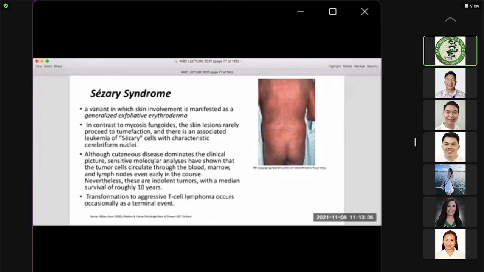So although cutaneous disease dominates the clinical picture, sensitive molecular analysis have shown that tumor cells circulate through the blood, the bone marrow, and the lymph nodes, even in the early course. No? So median survival is roughly 10 years. Pwede siyang mag-transform into an aggressive T-cell lymphoma, no? Occasionally, no, as a terminal event.